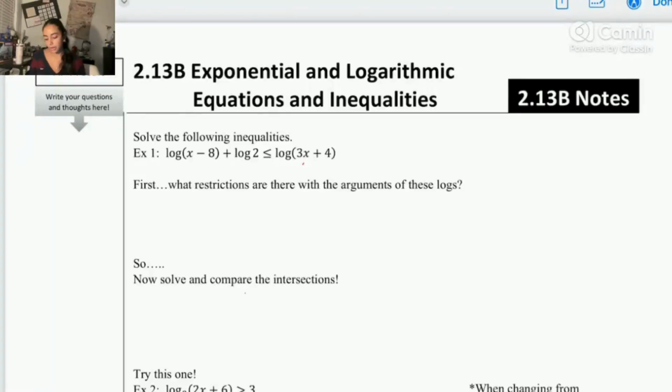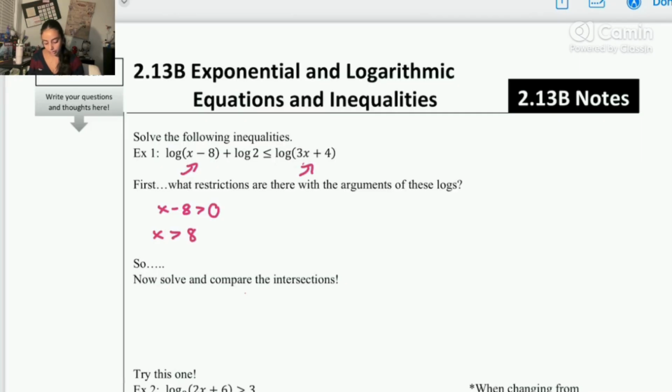Alright, I'll be starting off with some notes, so let's get to it. Okay, so first, what restrictions are there with the arguments of these logs? First off, we know that inside the parentheses of a log, it can't be a negative number. So, right here, for instance, x minus 8 must be greater than 0. And if you add 8 to both sides, x must be greater than 8.